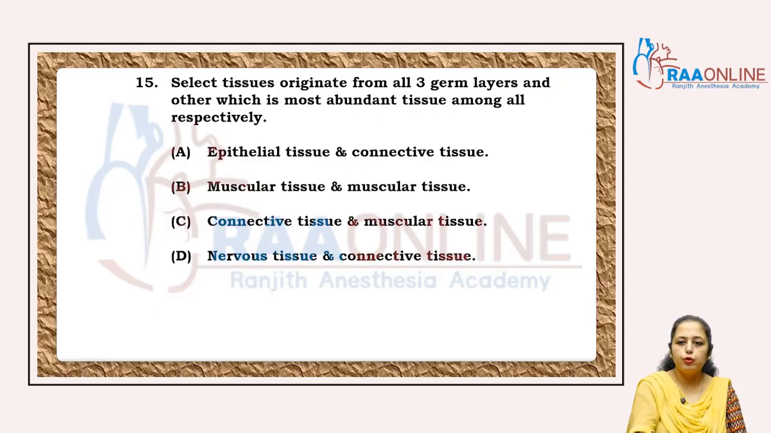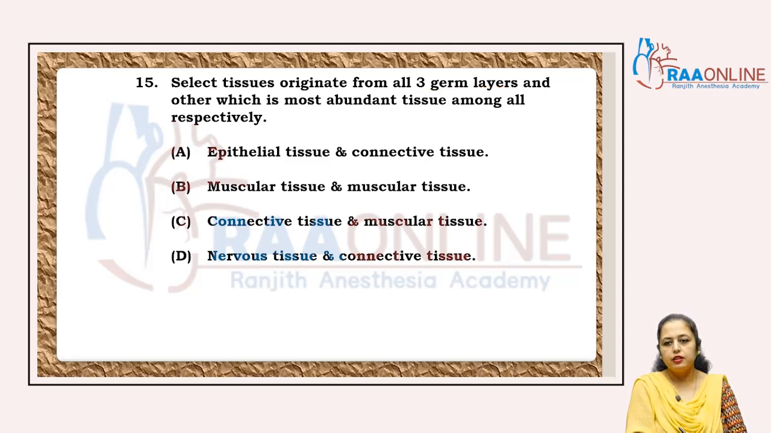Select the tissues which originate from all the three germinal layers, that is talking about the epithelial tissue, right? And the other which is most abundant is the connective tissue, right? So epithelial, connective, the answer is A. Clear?